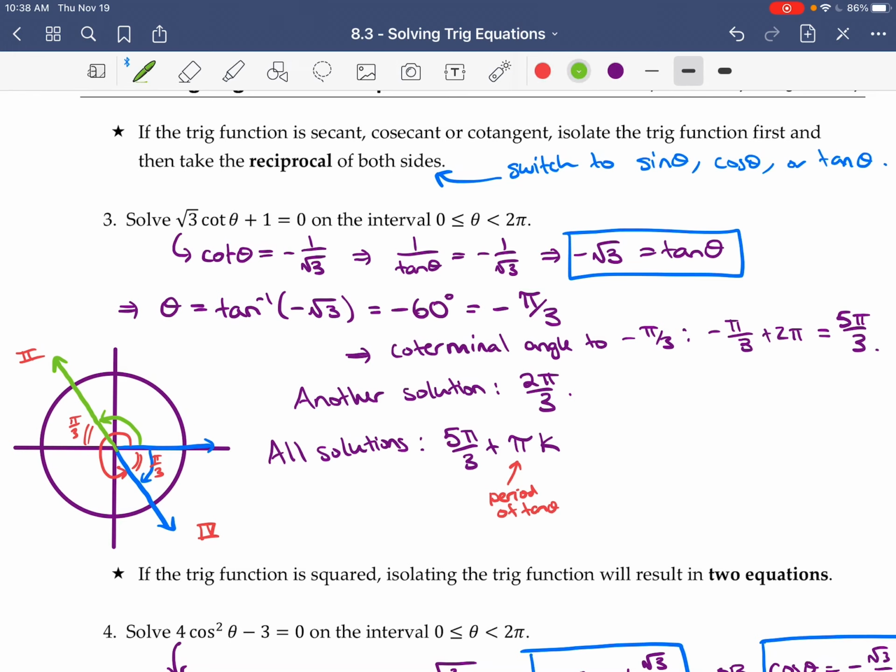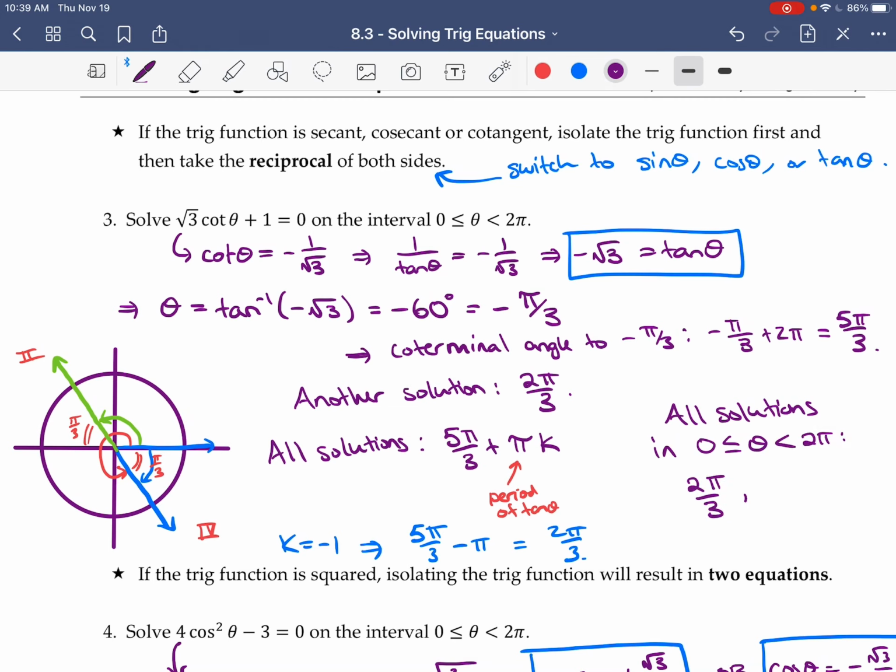Now if k is minus 1, because this is almost out of my interval, so I want to go backwards. So if k is minus 1, 5 pi by 3 minus pi is 2 pi by 3. Okay, so that's another way to find that second solution. So all solutions in the interval from 0 to 2 pi are 2 pi by 3 and 5 pi by 3.